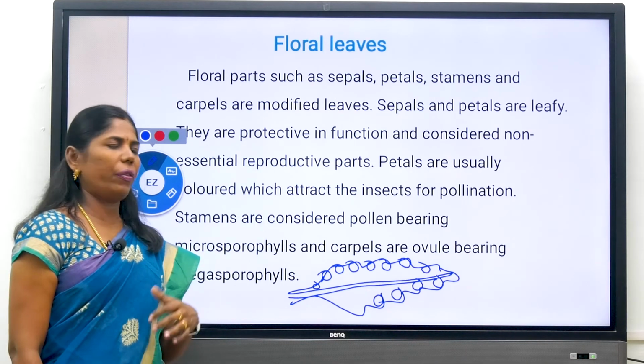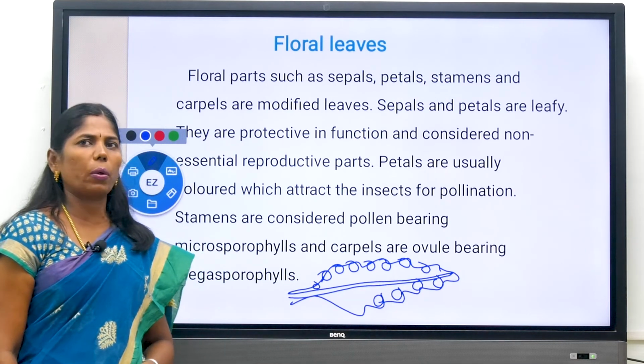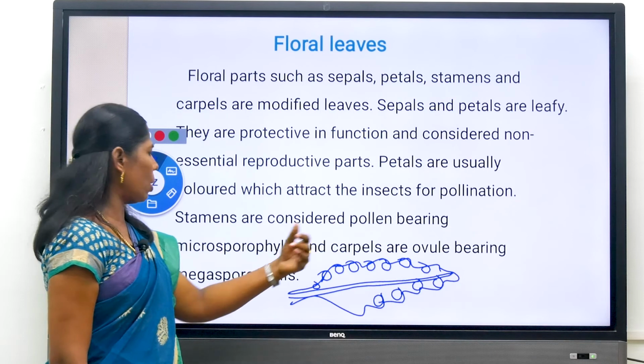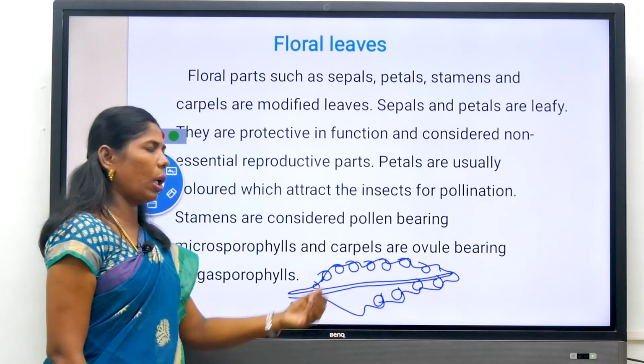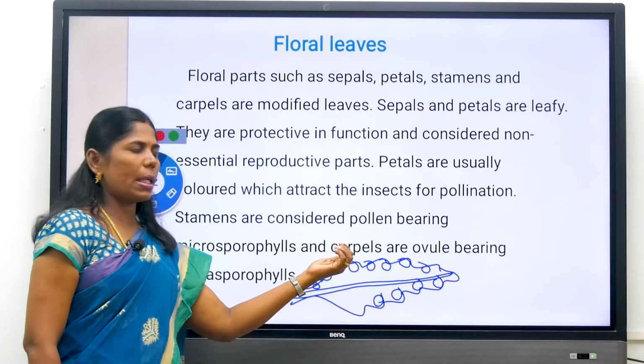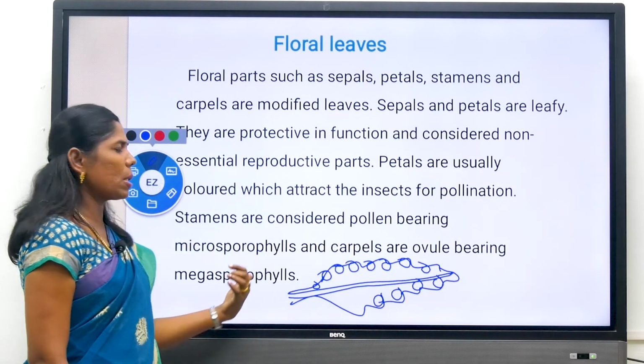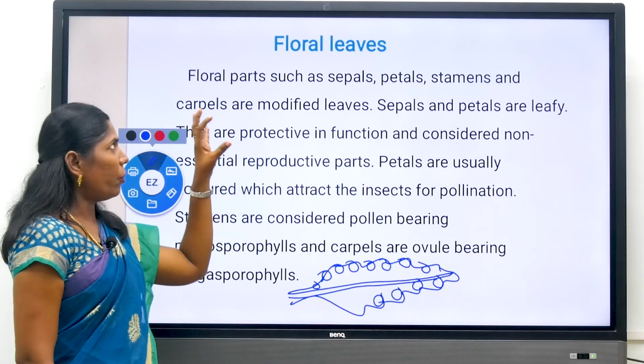Male and female sporangia are produced on the leaf, which is known as a microsporophyll. Carpels are ovule-bearing megasporophylls. Carpels are the female part; in angiosperms, the female sex organs are called carpels. They bear the megasporophylls. So these are your floral leaves.